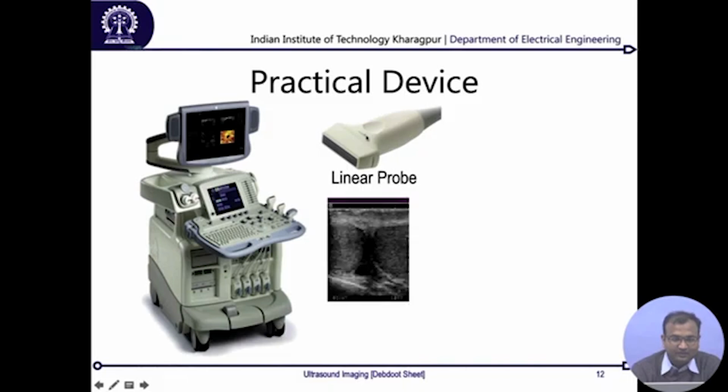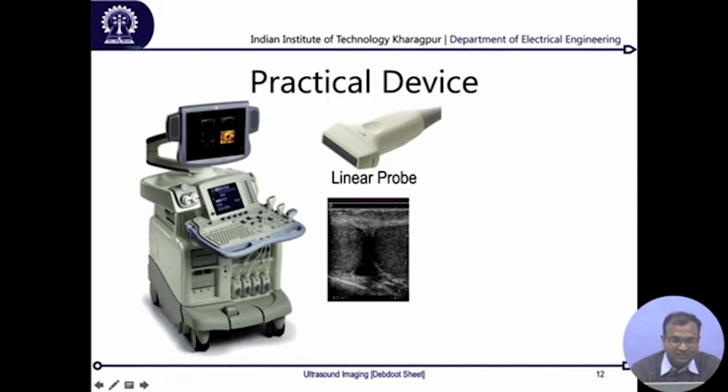Now, typically with a linear probe which looks something like this, you would be getting an image of this sort. Keep one thing in mind, that since it is linear, all the waves are going exactly. So, the waves are not going orthogonal to it, but the beam formation is always orthogonal over here.